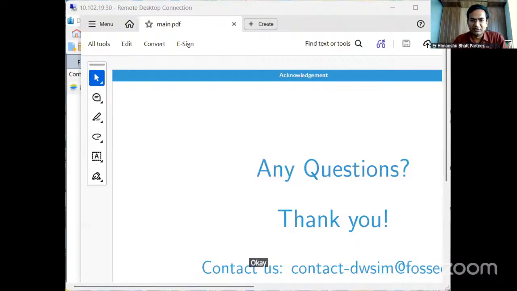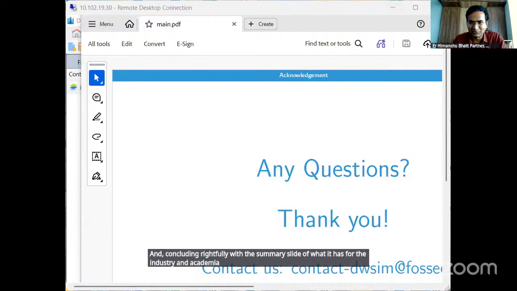Okay, so fine. Thank you very much, Mr. Priyam Nayak, for delivering this very informative session and concluding rightfully with the summary slide of what it has for the industry and academia both ways. It will help people from academia to understand and learn the software, and industry to implement this without any special requirements, licensing, etc.